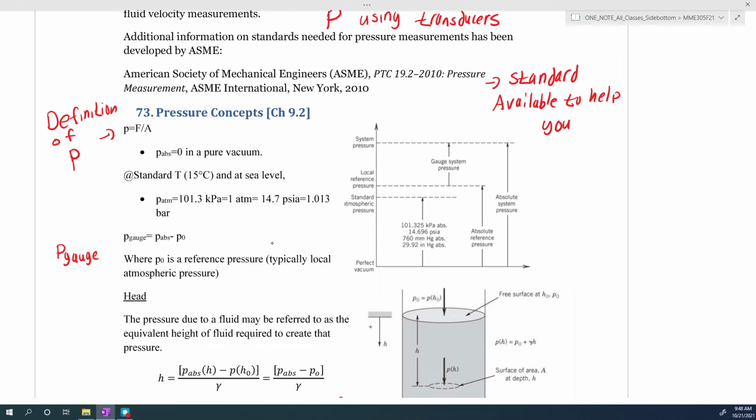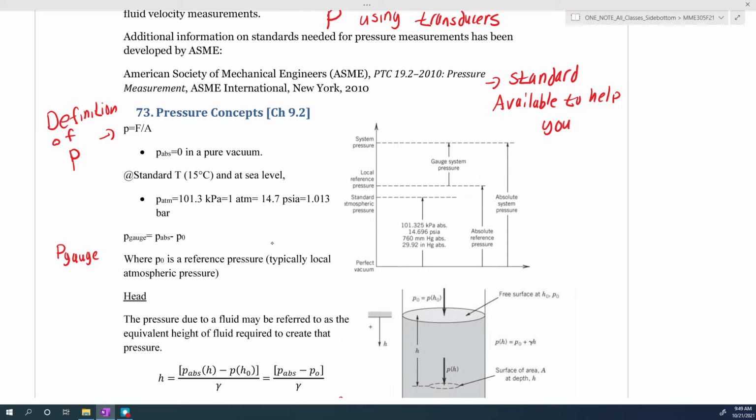So typically, the applied force is due to a liquid or a gas pushing against some solid surface. So in a pure vacuum, the absolute pressure caused by the gas would be zero. And then at standard temperature and pressure, the atmospheric pressure is around 101.3 kilopascals or 14.7 psi, or a little bit over 1.01, a little bit over 1 bar.